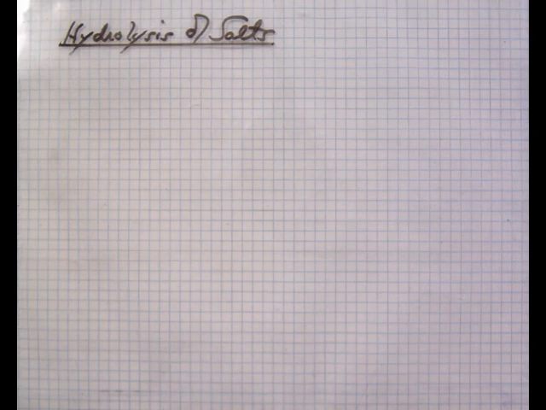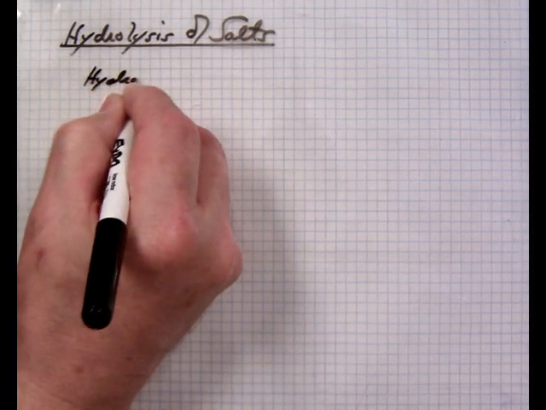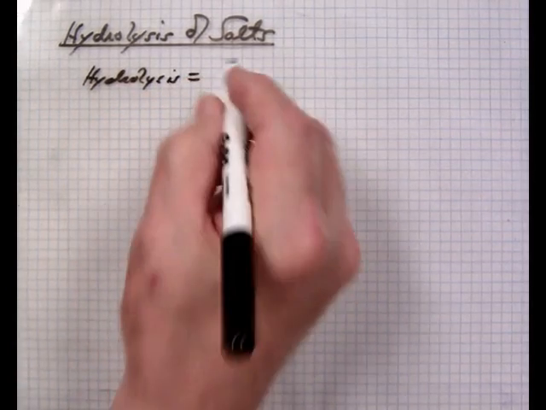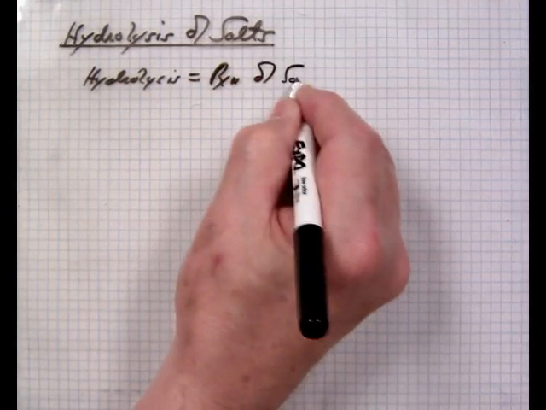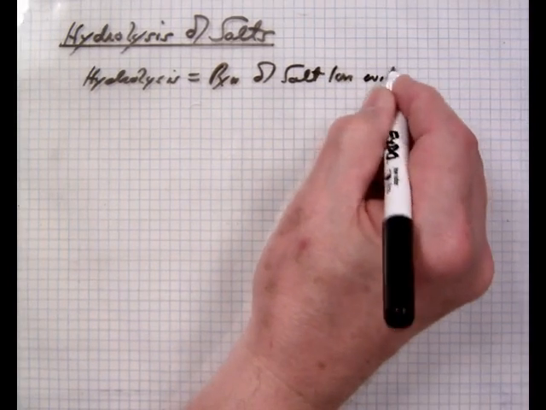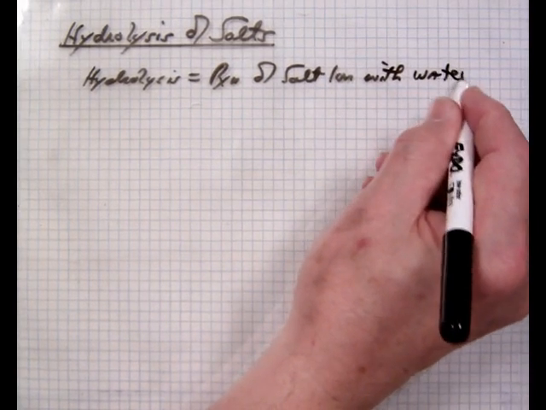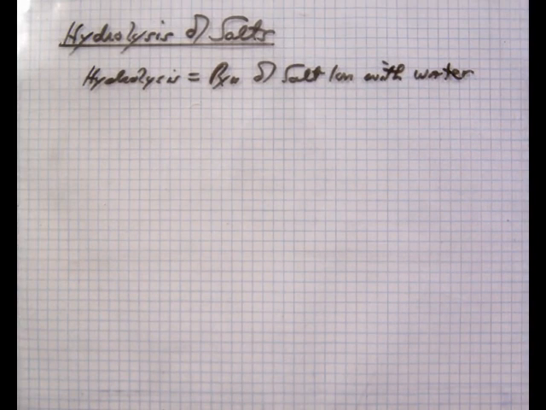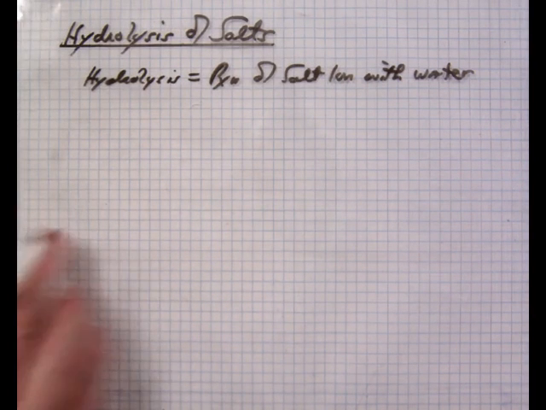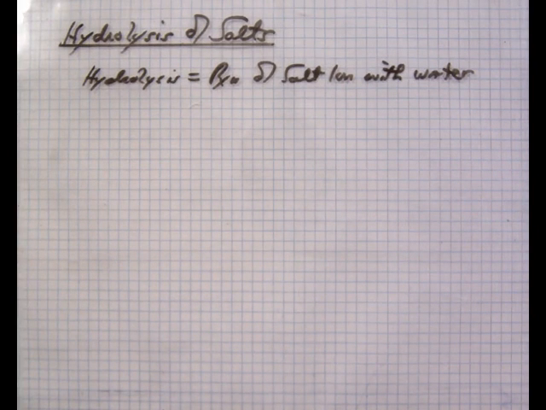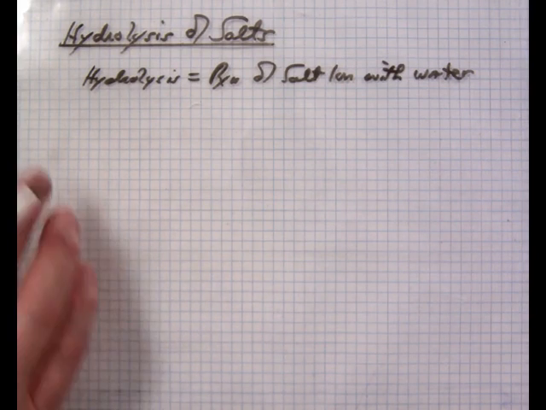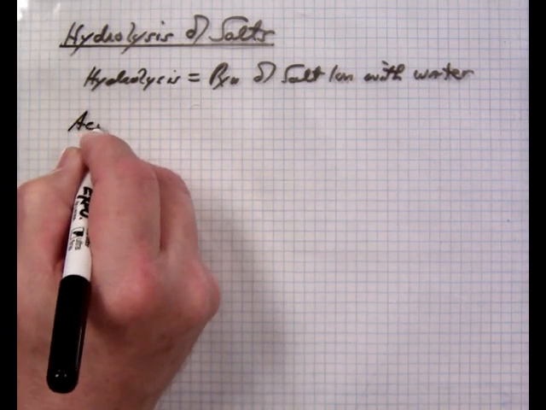To understand the idea of hydrolysis, let's start with the definition. Hydrolysis is the reaction of a salt ion with water. And if it does react, it will change the equivalence point pH. And we have really four cases, but we're only going to worry about three. Salts come from acid-base reactions.